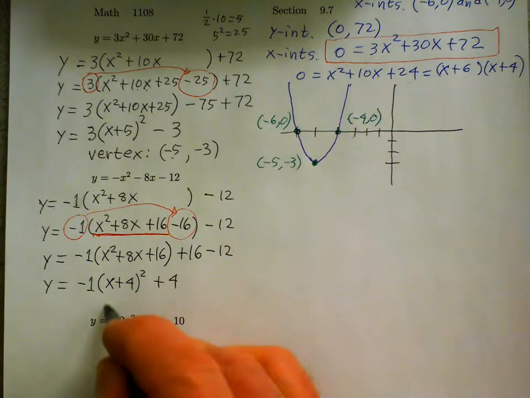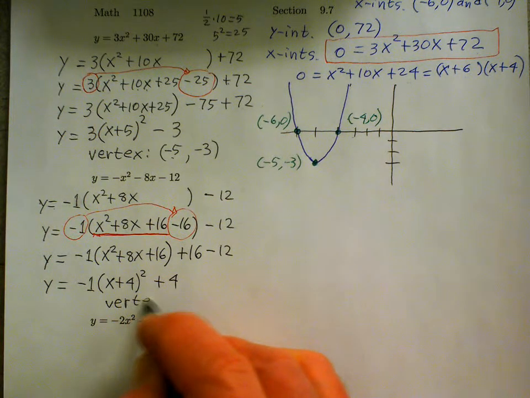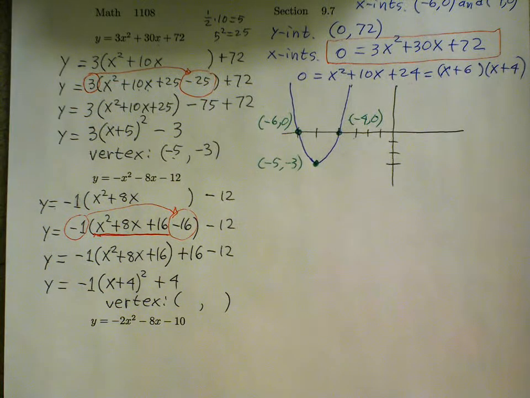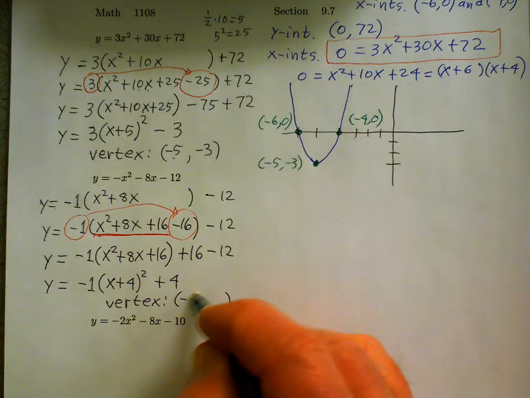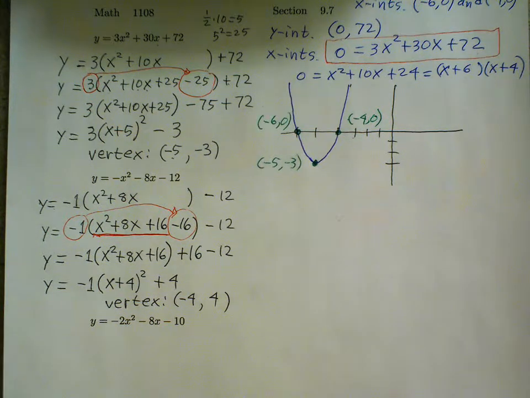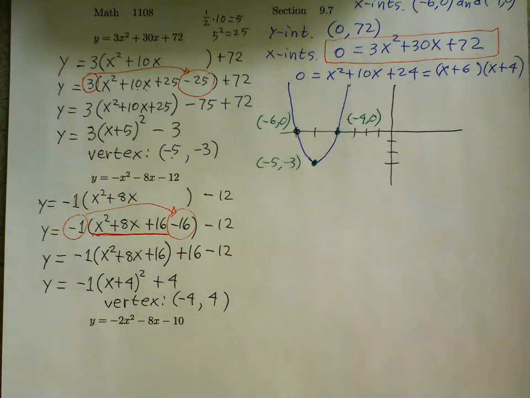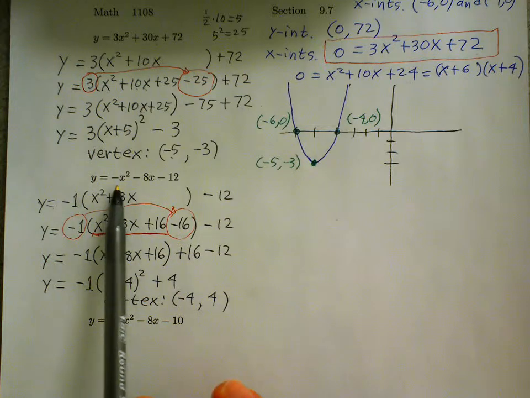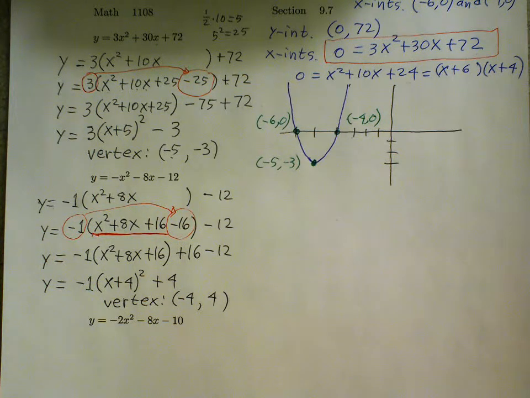On this one, the x-coordinate of the vertex is -4, and the y-coordinate is +4. The vertex -4, 4 is above the x-axis, and the parabola opens down because the leading coefficient is negative. So it has 2 x-intercepts.